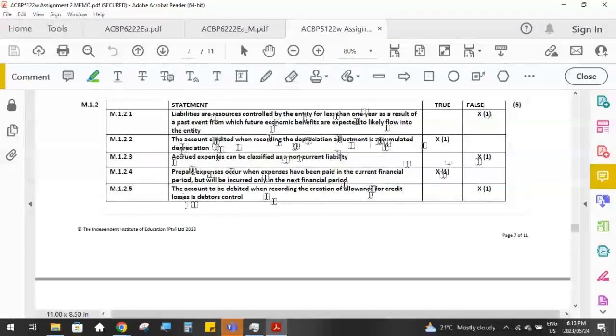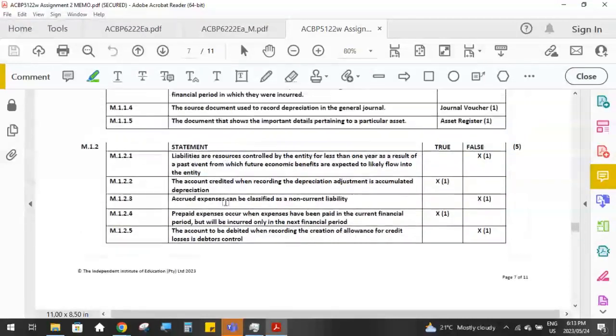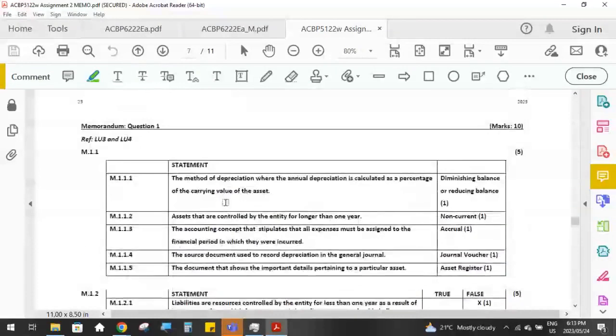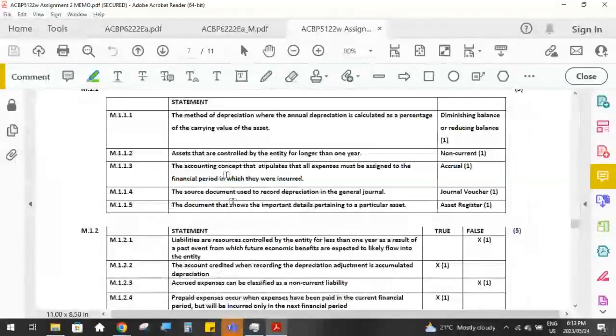Debit the expense account and credit the allowance for credit loss account, which is a balance sheet account. Okay, so these look like quite simple questions, but you can learn a lot by these types of questions and understanding exactly what these different sentences mean. And they're super important because these are all the principles that you have to master in order to do well in accounting.